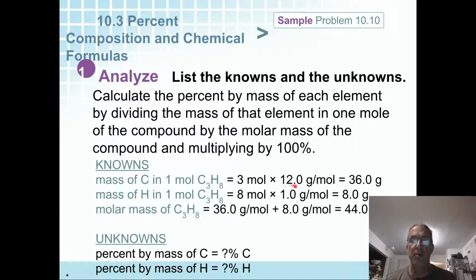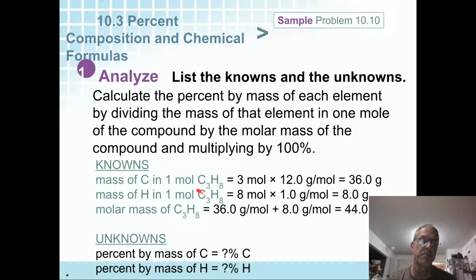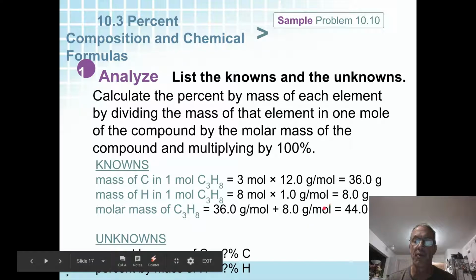3 moles times 12 is going to give me 36 grams for every 1 mole of propane. Of that total, which is 44, 36 grams is due to the carbon. And again, 8 grams, because we have 8 times about 1, which is the molar mass of hydrogen. 8 grams is due to the hydrogen, and this is the total.